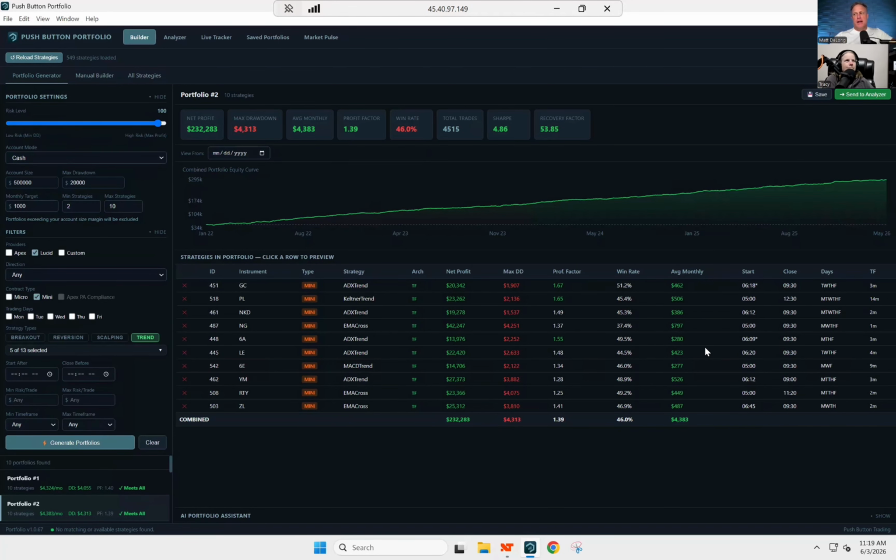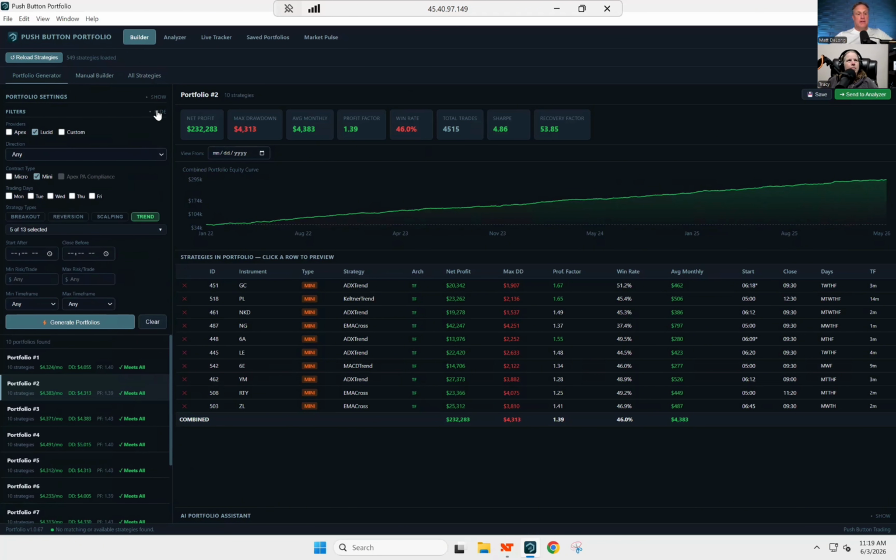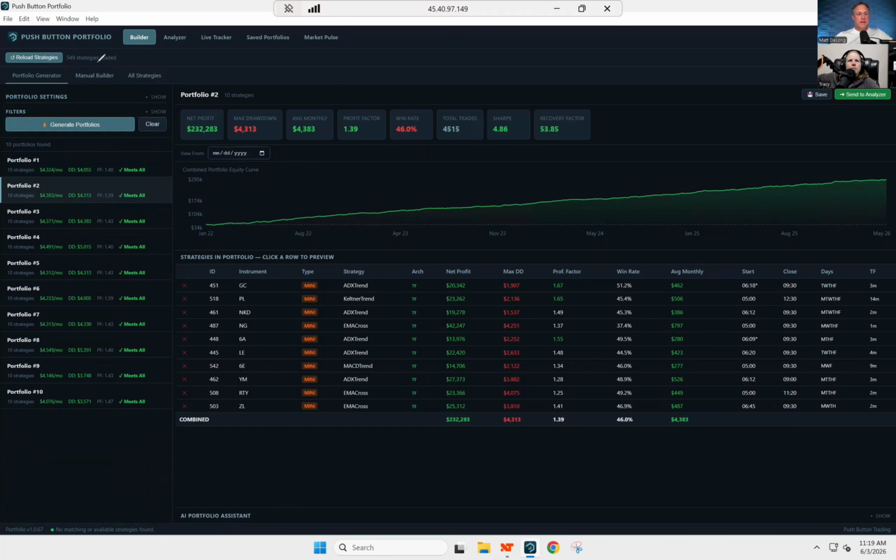Today, we're going to talk about how to read these eight portfolio metric tiles here. We've talked a little bit in the previous days about the builder itself, the portfolio generator, and the manual builder. When you're picking a portfolio, trying to figure out what direction you want to go, there are lots and lots of choices. We still have these 549 strategies loaded and hundreds of millions of possible combinations, right? So today we're going to focus again on these tiles, what they are and what they mean.